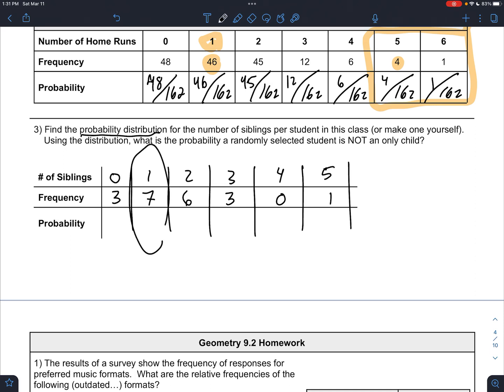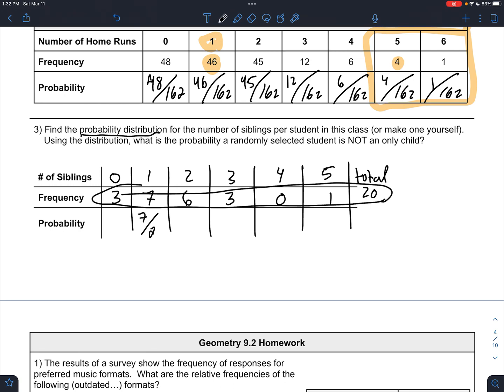If you had to fill out the entire probability distribution, for each one of these, you'd say, okay, I surveyed 7 of them have 1 sibling. And this was a class of 20 because I can add this up and this equals 20. So all these probabilities are the relative frequencies. So 7 out of 20, 6 out of 20.